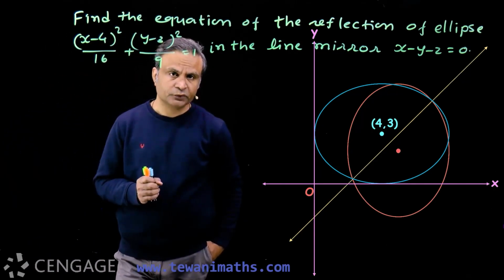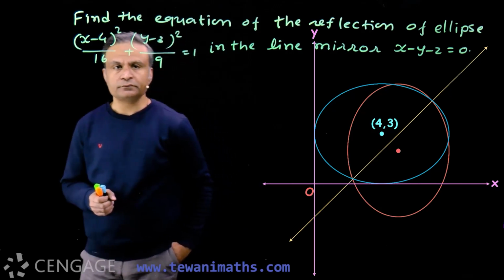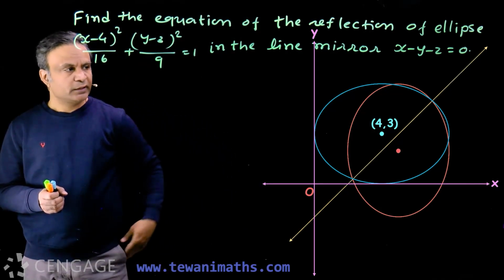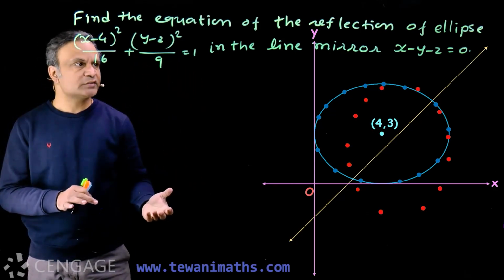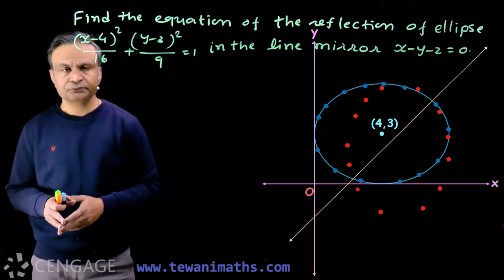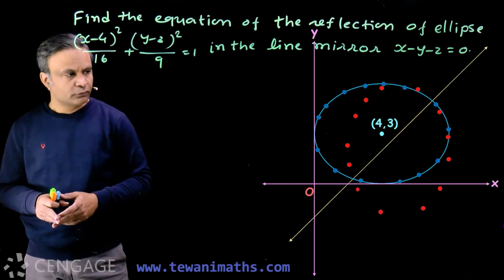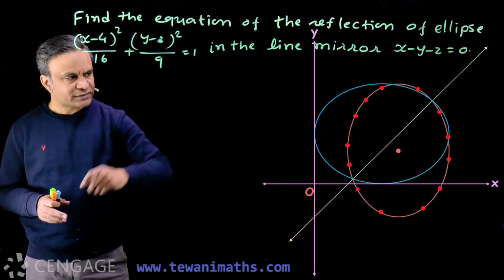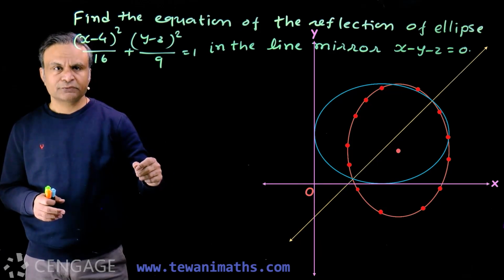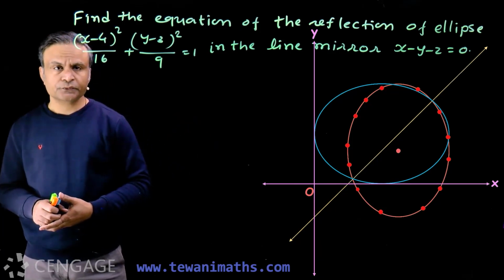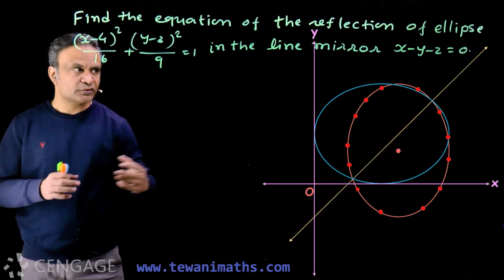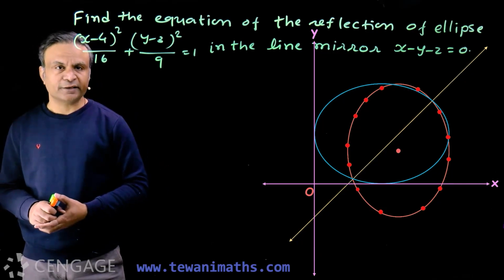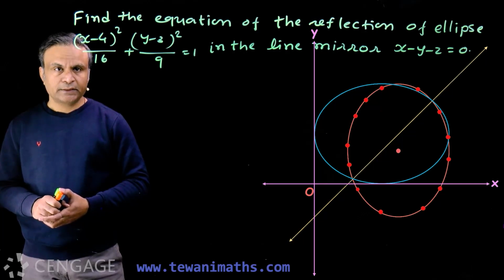कैसे निकालेंगे? What is the idea? Now we take different points on this ellipse. Okay, all these points will be reflected in the line mirror. When we join all these reflected points, we will have curve ellipse. तो अब मुझे आप बताइए कि क्वेश्चन को सॉल्व करने का आइडिया क्या है. क्या कर सकते हैं?